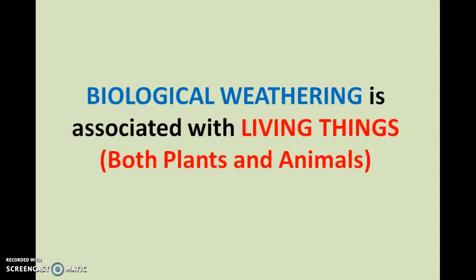All right, folks, so let us talk about biological weathering. Biological weathering is in fact associated with living things. As the word suggests, biological, referring to biotic components, that is associated with living things. And living things can be subcategorized into the major kingdoms, referring to the plant kingdom and the animal kingdom. So both plants and animals can in fact be operational in terms of biological weathering processes.